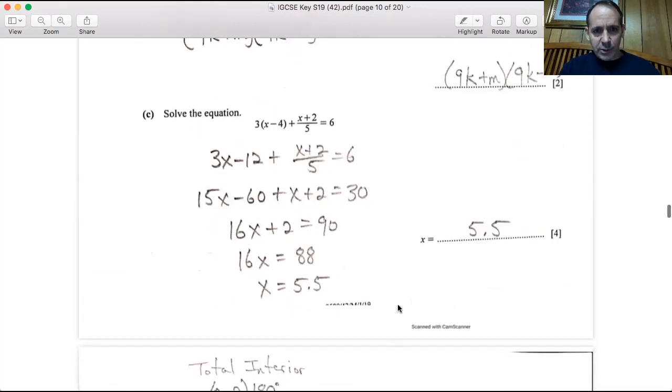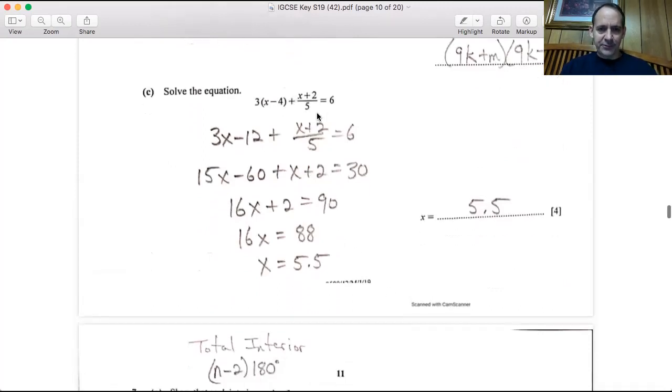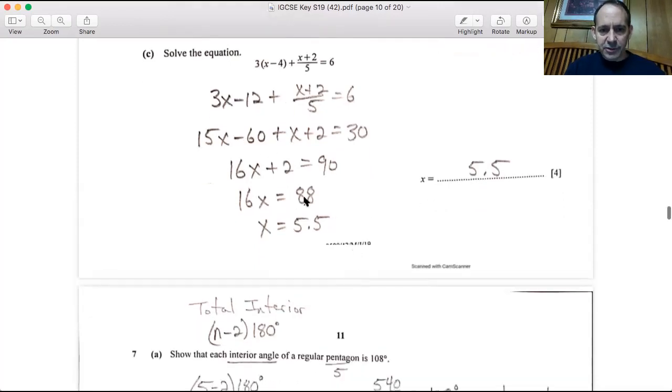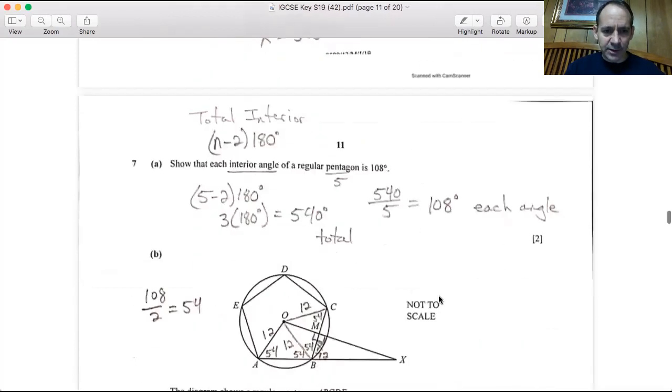Solve the equation. Here's an equation with a fraction in it. So the first thing I'm going to do is eliminate the fraction, multiply everything by 5. That gives you 15x minus 60 plus x plus 2 equals 30. Combine your like terms, gives you 16x plus 2 equals 90 by moving the 60 to the other side. Subtract the 2 gives you 88. Divide by 16 gives you 5.5. So that was pretty straightforward solving.